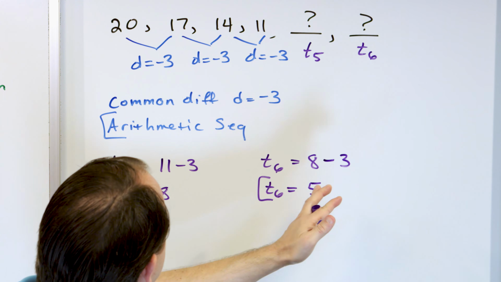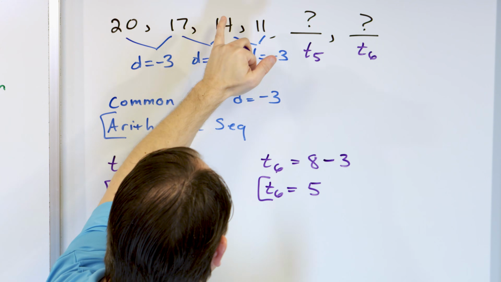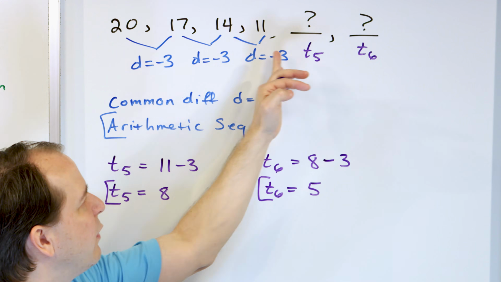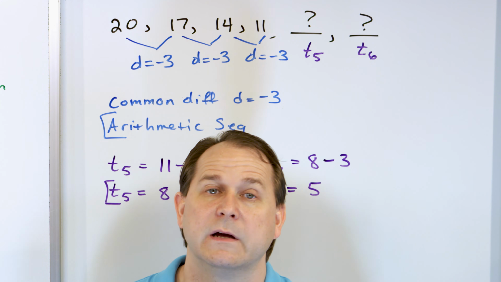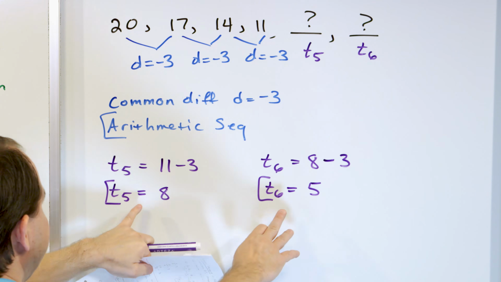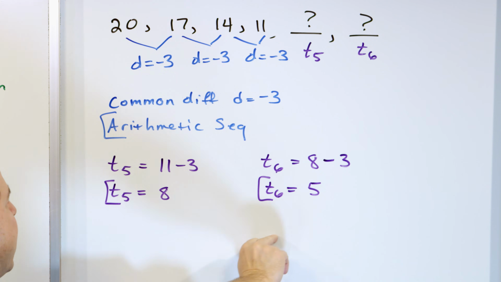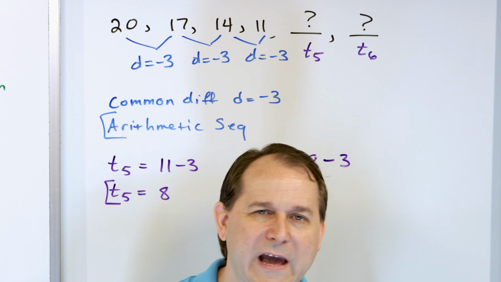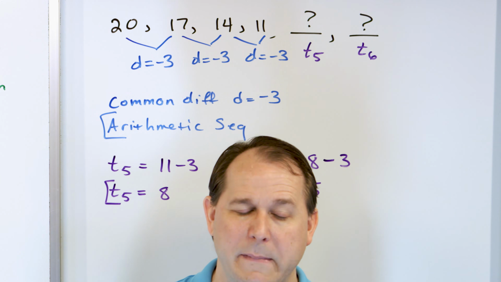So if I wanted to write the sequence down, I would write 20, then 17, then 14, then 11, then 8, then 5. And you would see every one of these has the same common difference. In fact, if you look at these two that we just calculated, the common difference, 5 minus 8, again, is -3. It's the same common difference. That's all you have to do when figuring out if something is an arithmetic sequence.